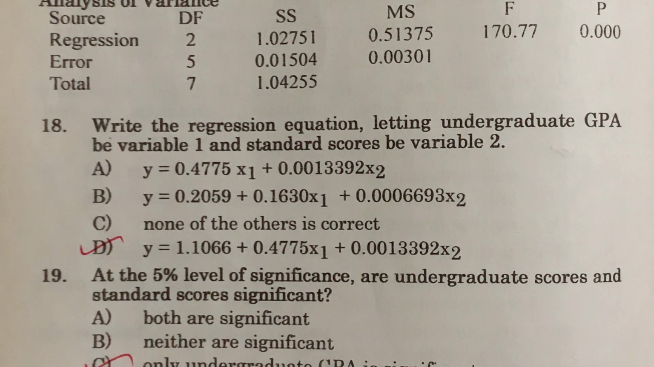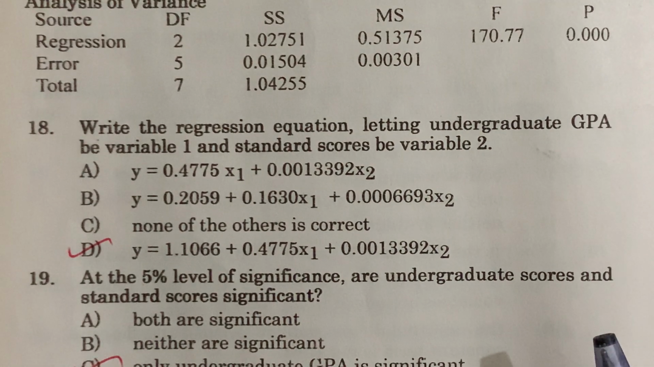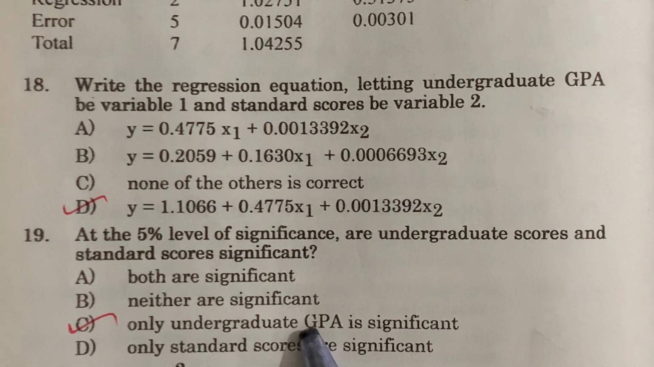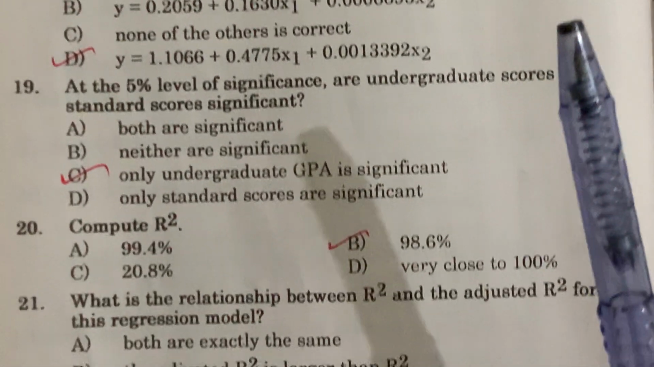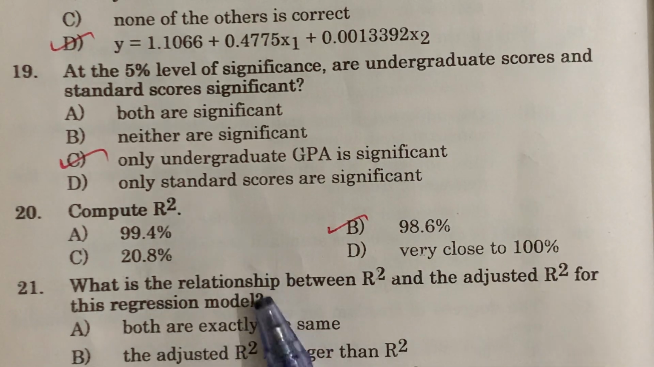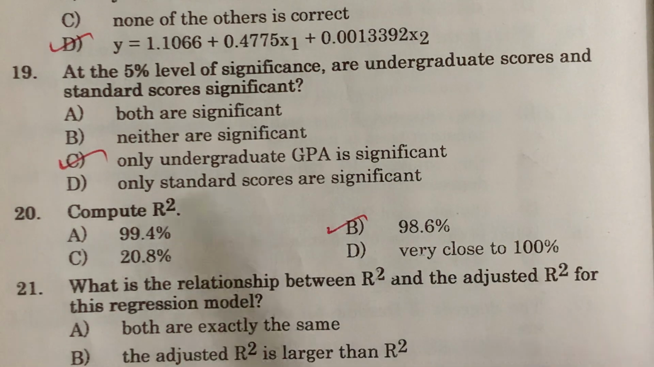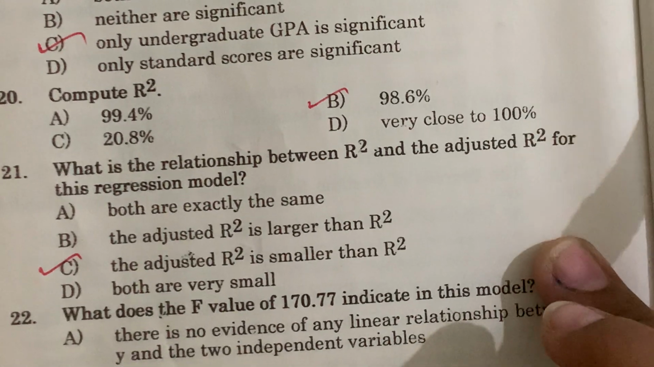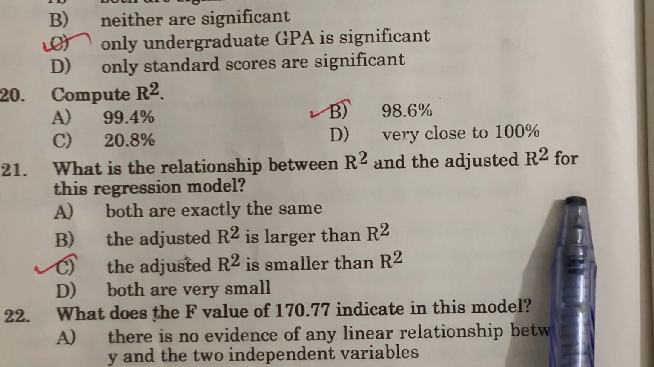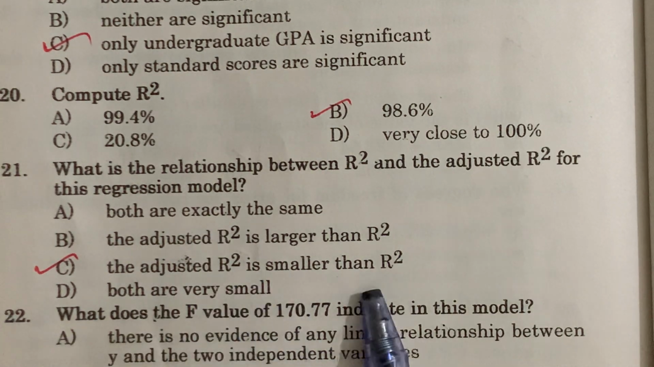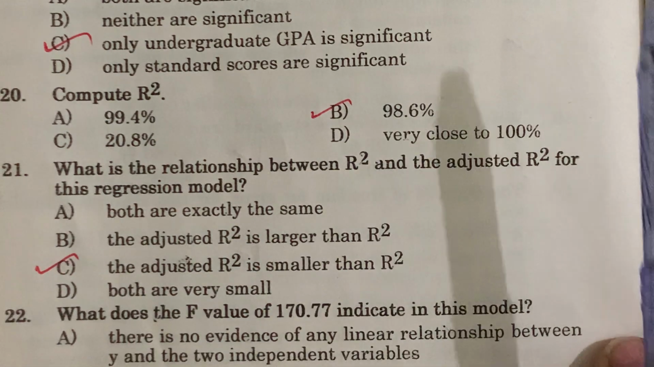Now we have MCQ number 19 and it is, at the 5% level of significance are undergraduate scores and standard score significant? Only undergraduate GPA is significant. Compute R square. अगर हम compute करते हैं तो we will get 98.6%. B option is correct. What is the relationship between R square and the adjusted R square for this regression model? The adjusted R square is smaller than R square. Option number C is correct.